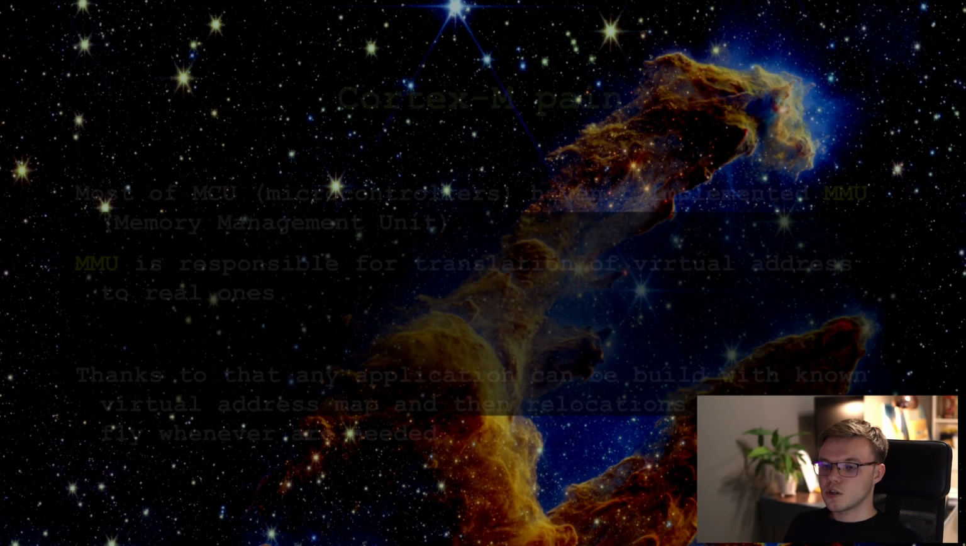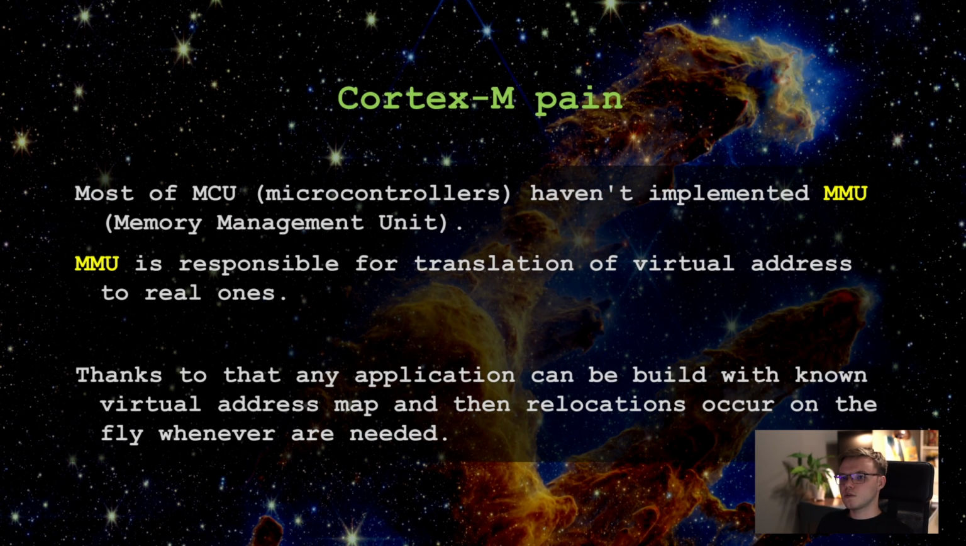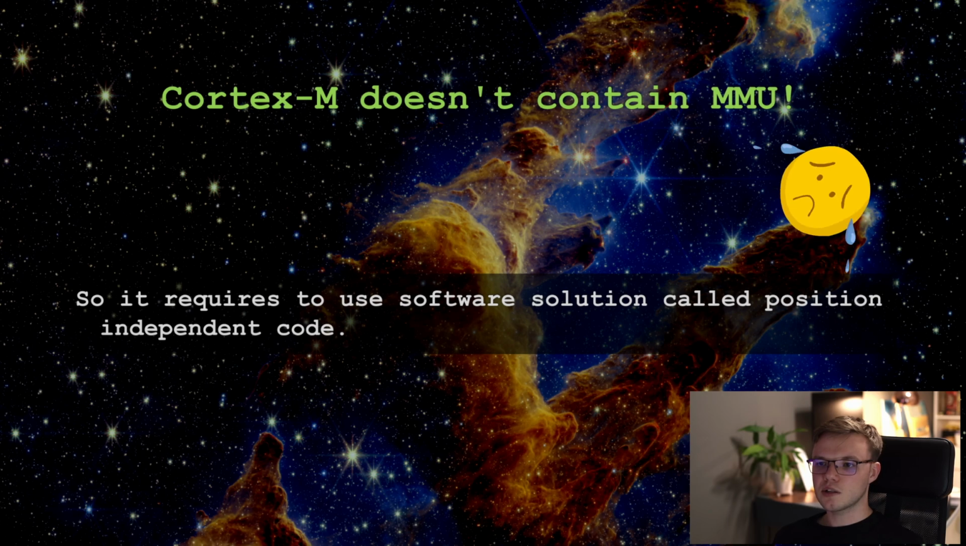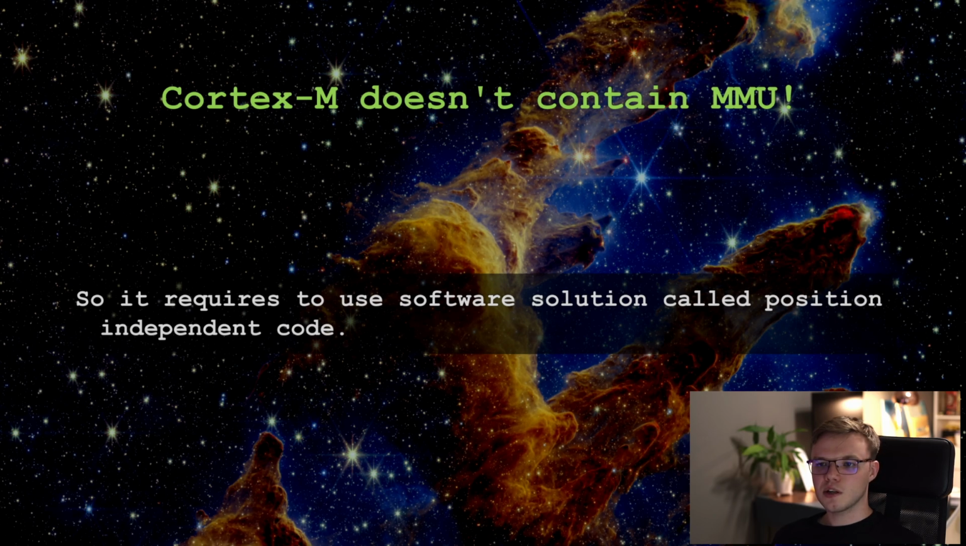executables. For regular computers and also for mobile phones, microprocessors contain a memory management unit, which is dedicated to dynamic linking or loading. The purpose of that part of hardware is to translate virtual addresses to the real physical ones. And thanks to that, any executable can be built with a known virtual address map, very often starting from 0, and then relocations are done by the memory management unit. But most of the microcontrollers don't contain an MMU, so we need to find a way to create dynamic linking without that piece of hardware.